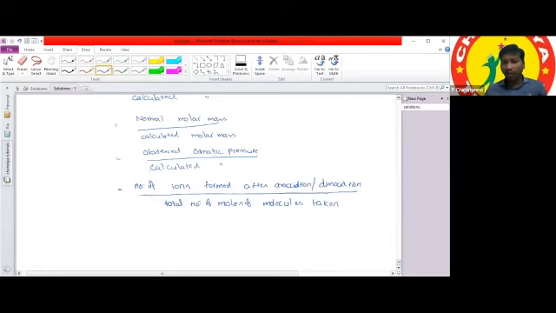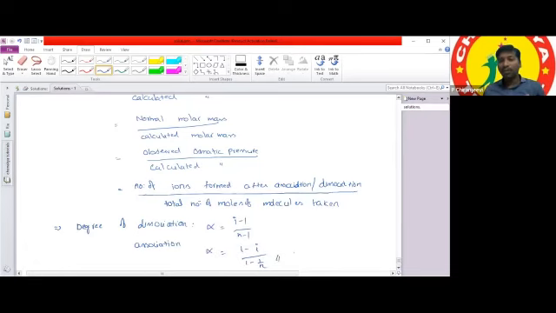If we know the Van 't Hoff factor, based on it we can also calculate the degree of dissociation, represented with alpha, and the degree of association also. Does anyone know the formulas we use to calculate them? Degree of dissociation is equal to I minus 1 by n minus 1. Degree of association is equal to 1 minus I by 1 minus 1 by n. These are the formulas we use to calculate the degree of dissociation and association.